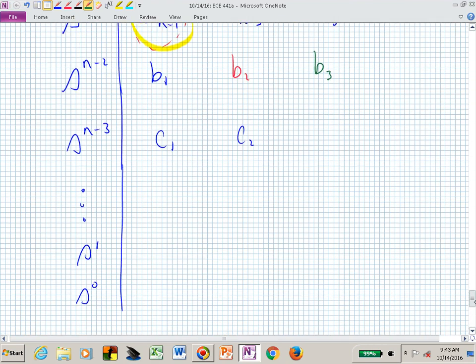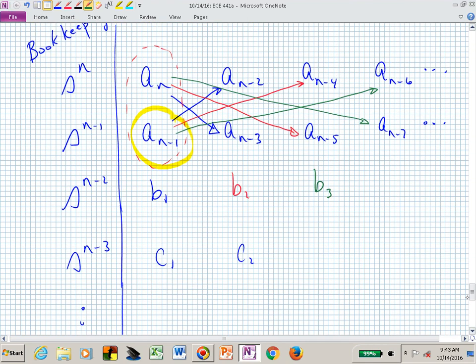Now do you see what's going to happen with C1? To build C1, you play with the two rows above it, and you take B1 times A sub n minus 3, subtract from that A sub n minus 1 times B sub 2, and divide by B sub 1. And C sub 2, you work with the column to its right, which is B sub 3, A sub n minus 5, and also A sub n minus 1 and B1, always that column in the left.